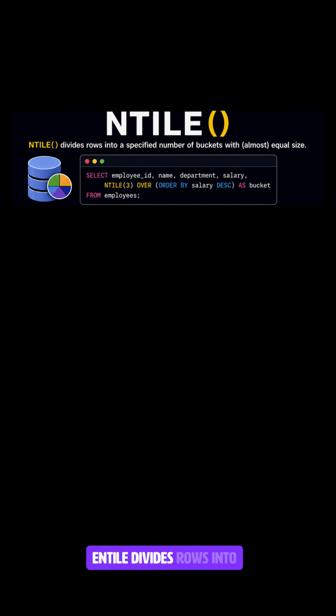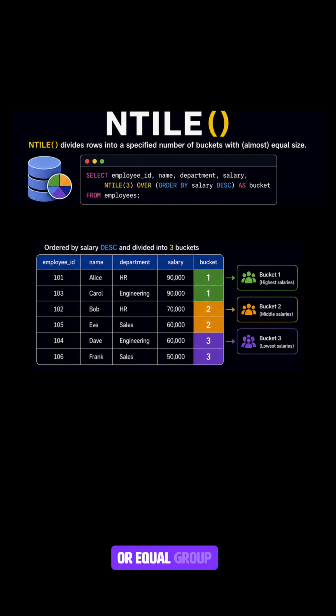NTILE. NTILE divides rows into buckets. For example, NTILE of 4. This splits rows into 4 equal groups. This is commonly used for quartiles, percentiles, customer segmentation, and analytics reports.